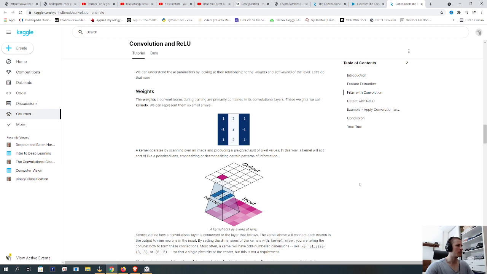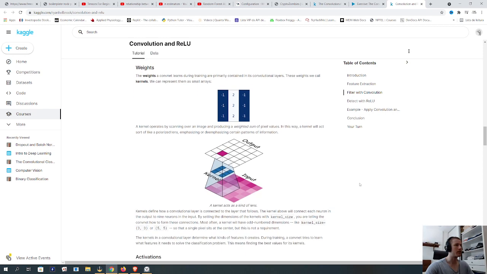The weights a convnet learns during training are primarily contained in its convolutional layers. These weights we call kernels. We can represent them as small arrays. A kernel operates by scanning over an image and producing a weighted sum of pixel values. In this way, a kernel will act sort of like a polarized lens, emphasizing or de-emphasizing certain patterns of information.